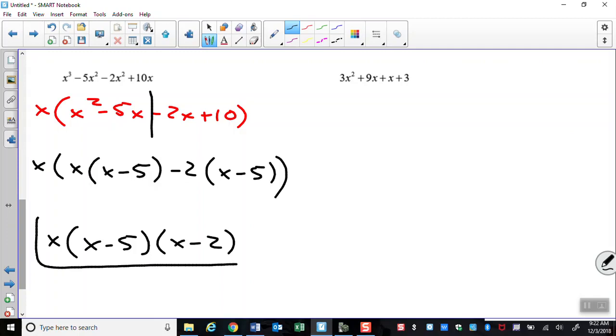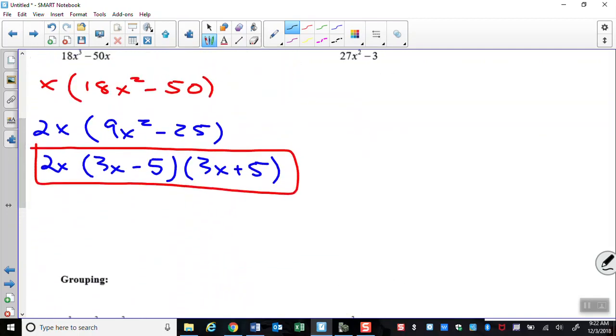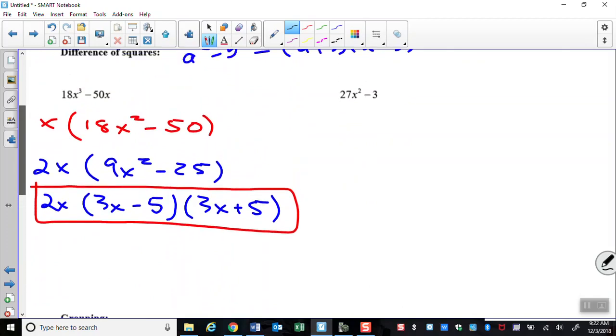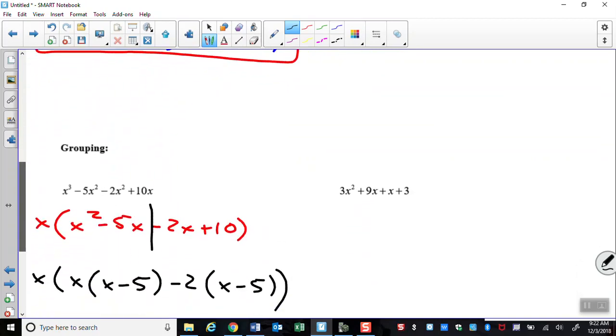Okay, so as a reminder, always look to factor a GCF if possible. Always try to reduce. It's going to make your life a lot easier before you start factoring. Okay, so try these other two. Try the 27x squared minus 3 and the 3x squared plus 9x plus x plus 3 and factor those.